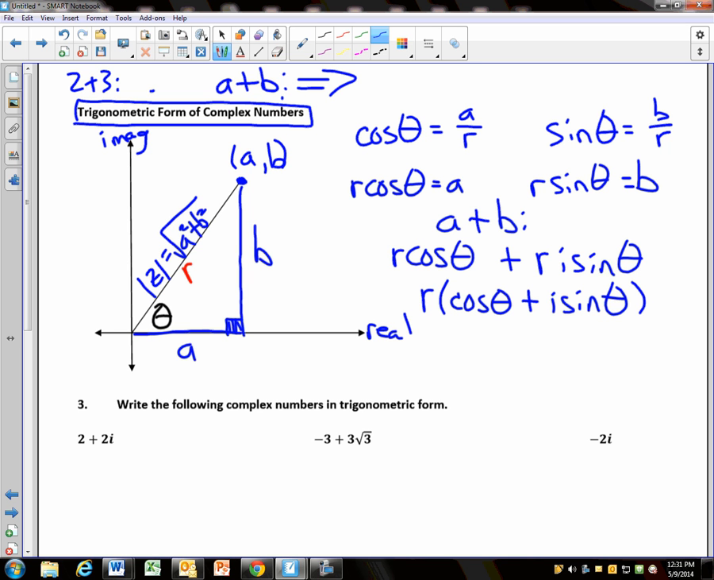So we want to take things that look like a plus bi, and we want to write them as r cosine of theta plus i sine of theta. And again, it may not look like that's very helpful, but it will be very, very helpful to us, especially on Monday as we start to do more challenging things.